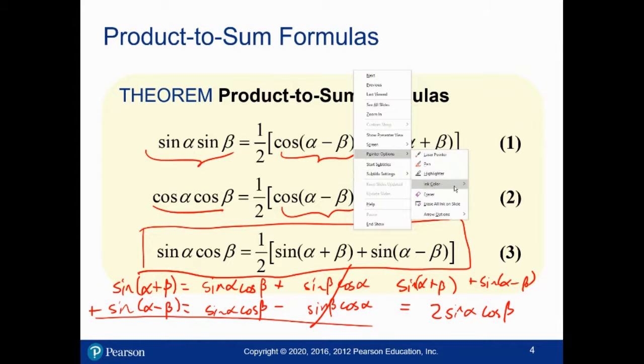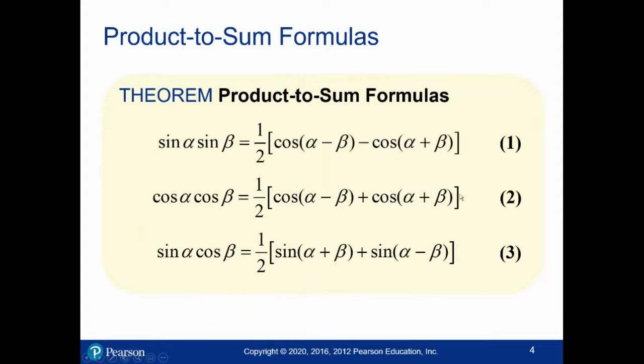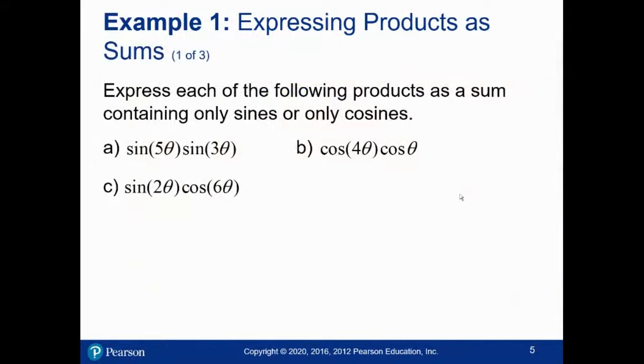So as we have seen in a lot of sections here, these new formulas are really just the sum and difference formulas for sine and cosine applied in specific ways, which really means those sum and difference formulas for sine and cosine are the most important ones to understand how to use. Okay, so can you express each of the following as a sum containing either only sines or only cosines?